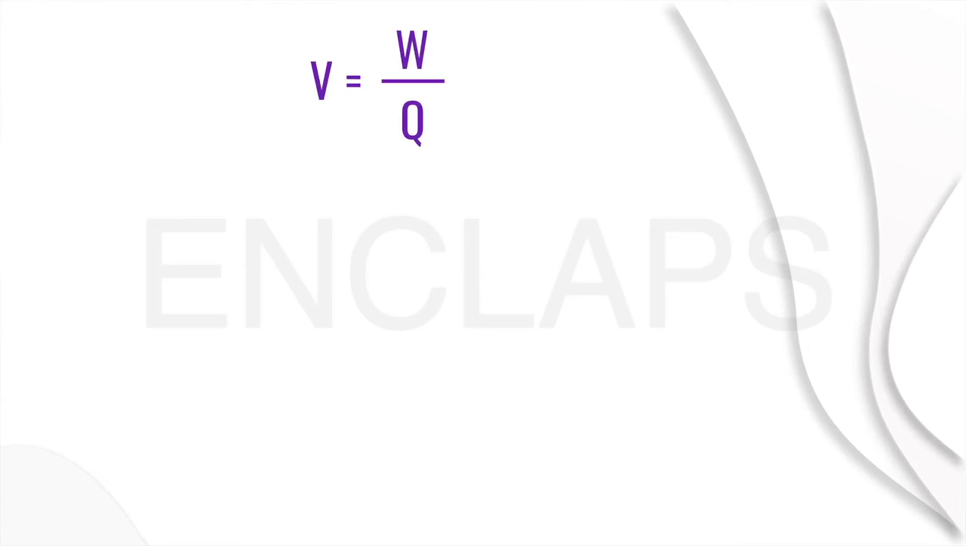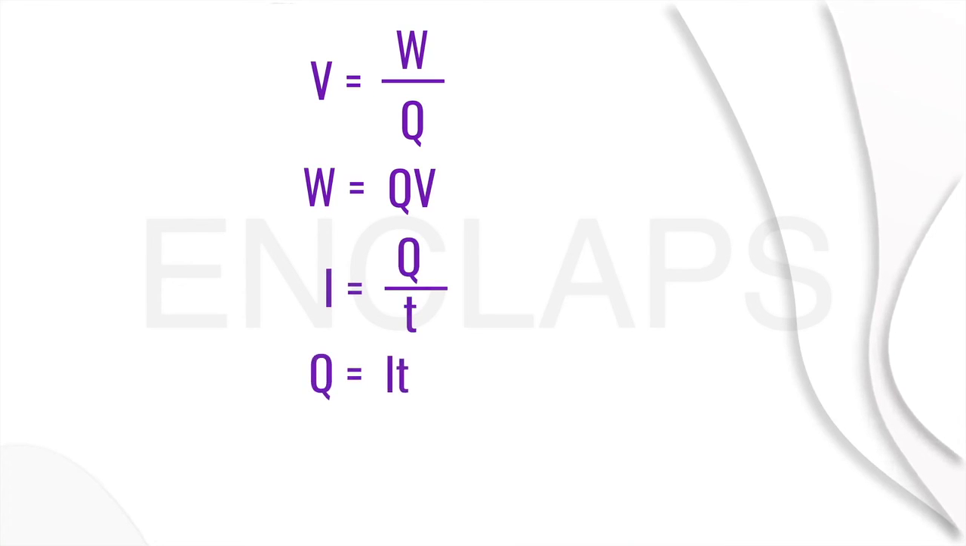The potential difference is derived from the equation V is equal to W by Q. That is, W is equal to QV. W is the work required to move a charge of Q coulomb from one point to another through a potential difference V. But since the current I is equal to Q divided by T, we can write Q is equal to IT. Substitute the value of Q in the equation for W. Then W is equal to ITV or W is equal to VIT.